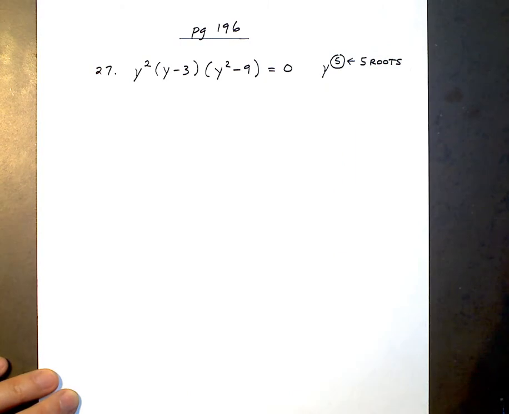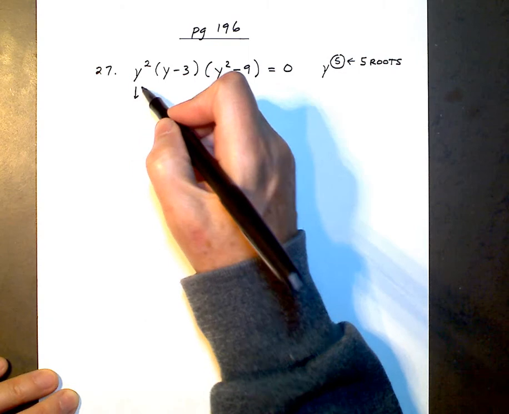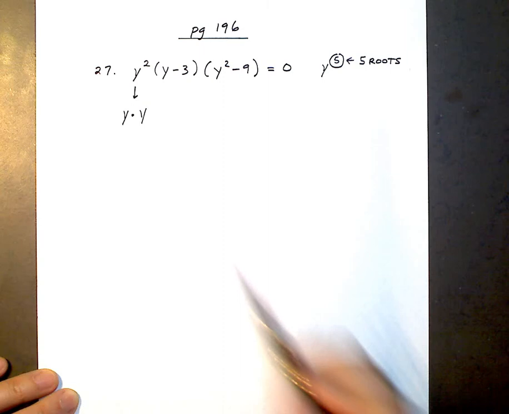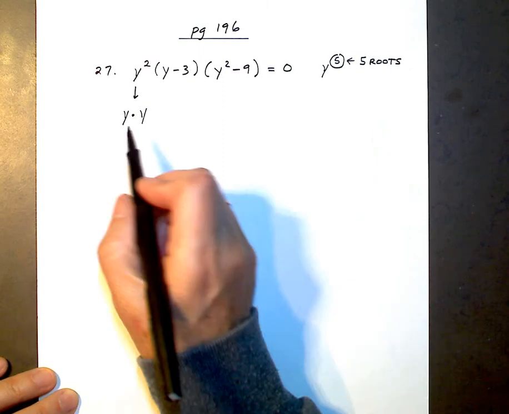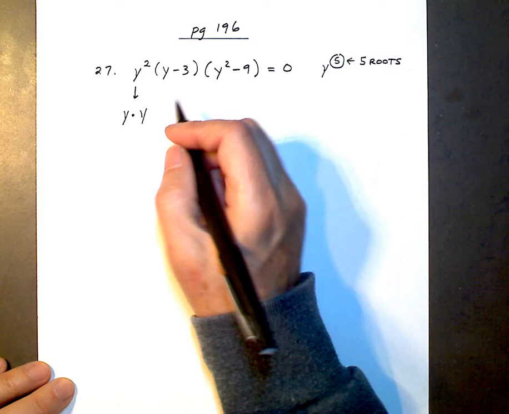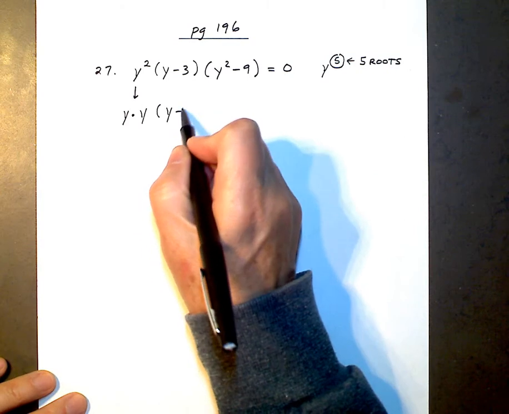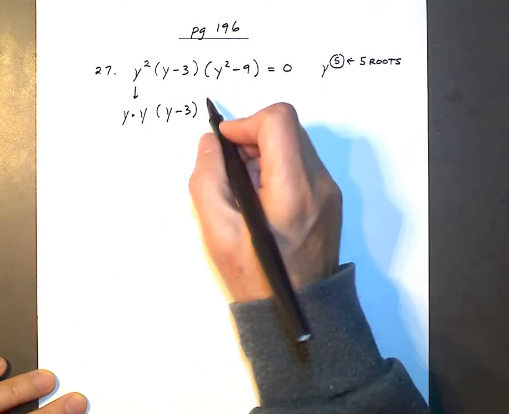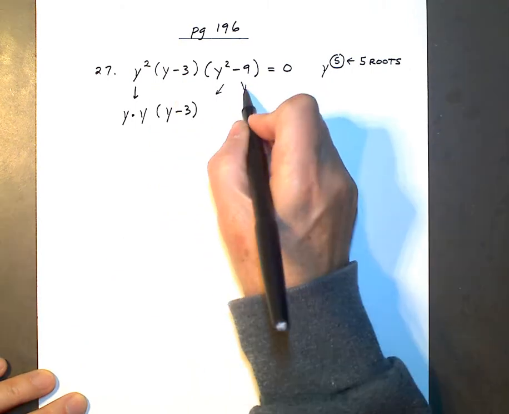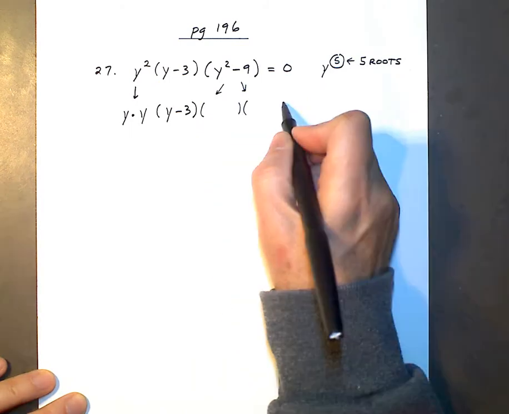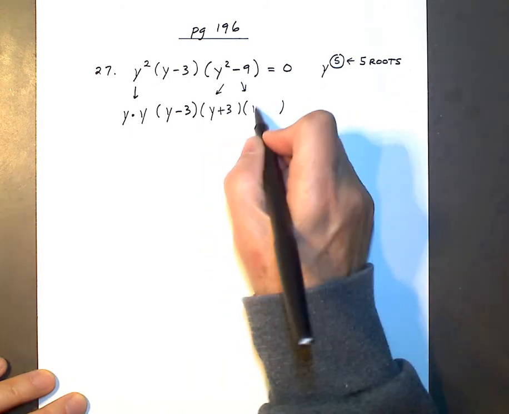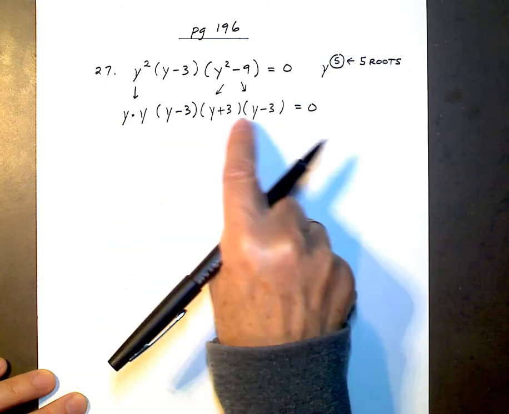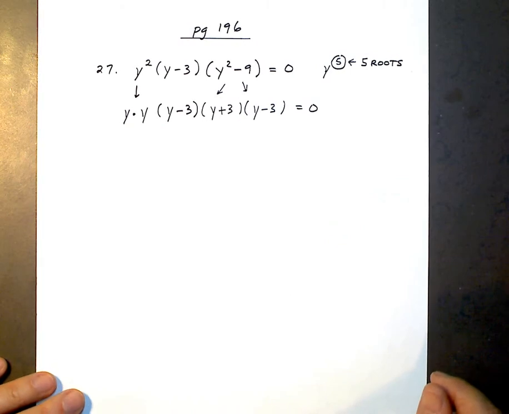But since it is already factored, I'm going to understand first of all that y squared means y times y. So there's going to be 2 powers of y, or two linear factors there. And then I've got y minus 3, that's a linear factor, y to the first power. And then this y squared minus 9 is a difference of 2 squares. So that breaks out to y plus 3 times y minus 3. And the whole thing equals 0. And then you see your 1, 2, 3, 4, 5 powers of y and your 5 linear factors of y.